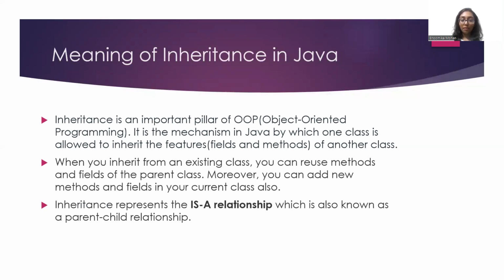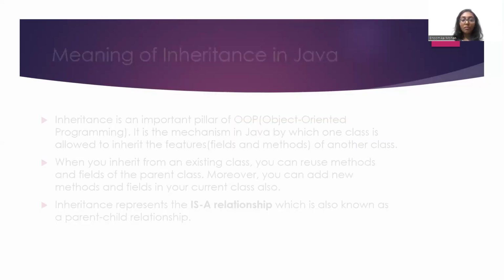Meaning of inheritance in Java. Inheritance is an important pillar of OOPS, that is object-oriented programming. It is the mechanism in Java by which one class is allowed to inherit features, fields, and methods of another class. When you inherit from an existing class, you can reuse methods and fields of the parent class. Moreover, you can add new methods and fields in your current class also. Inheritance represents the IS-A relationship, which is also known as a parent-child relationship.